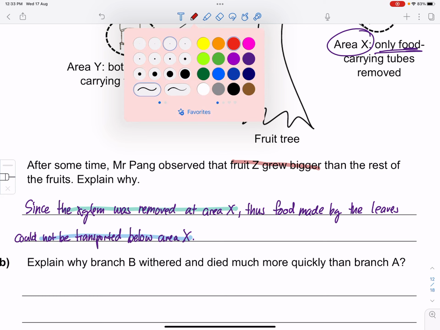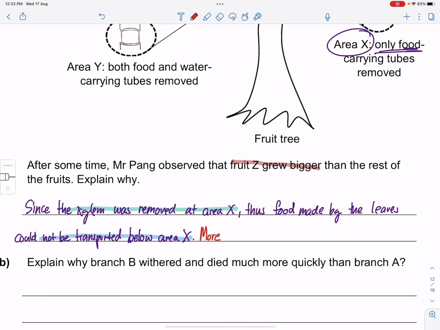The next keyword is very important. More food was transported to fruit Z, making it bigger, and we want to be accurate with the tense. Now, this word, more food, is important because whether you make the cut or not, whether the xylem or the phloem was removed, you will transport food to the fruit.